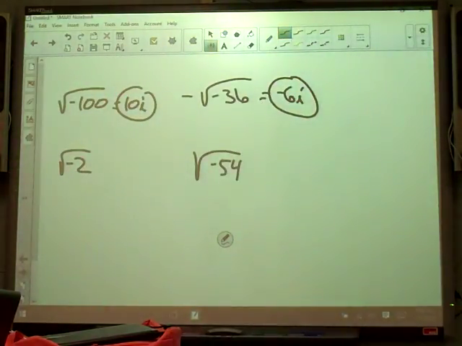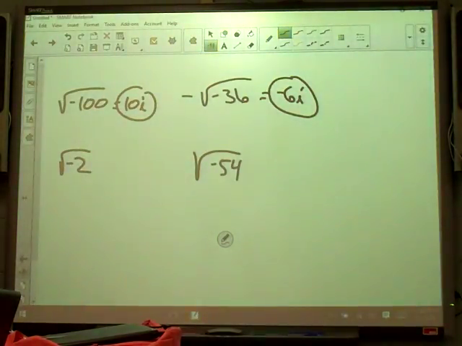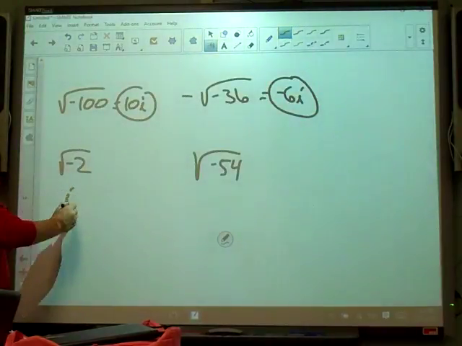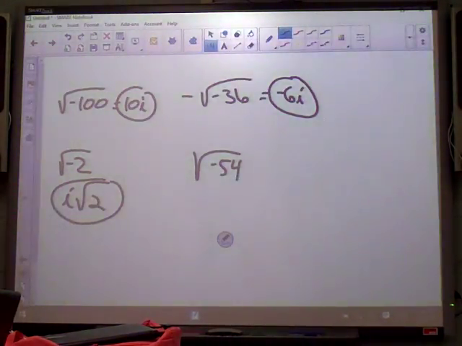Alright. What about -2? What's the square root of -2? 2's not a perfect square. Good. So it doesn't come out as a whole number. Will it break down? Yes. Eventually. No, not into a whole number. So we'll just have our i, and then it'll be the square root of 2. Okay?